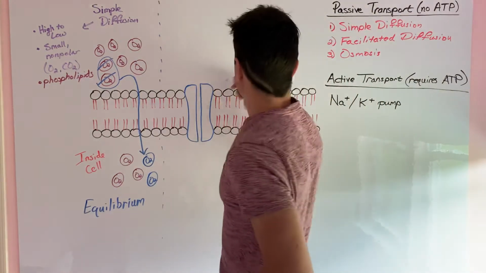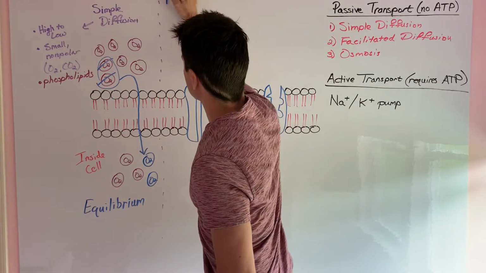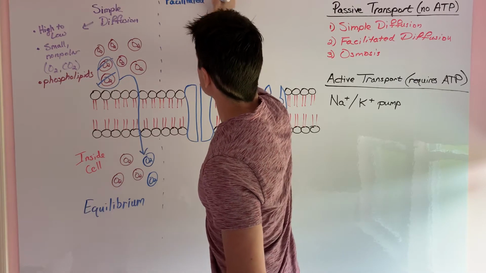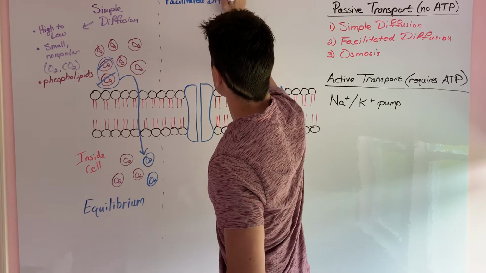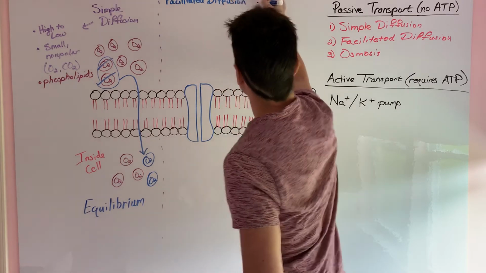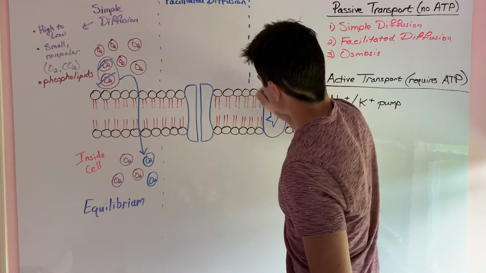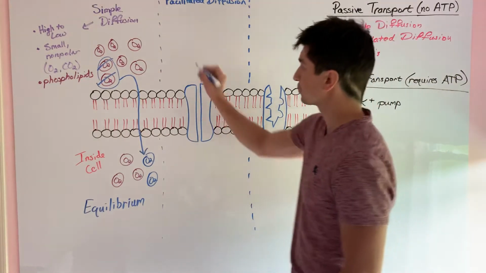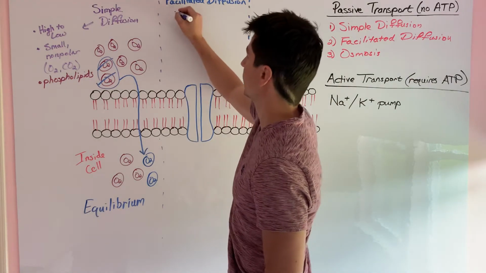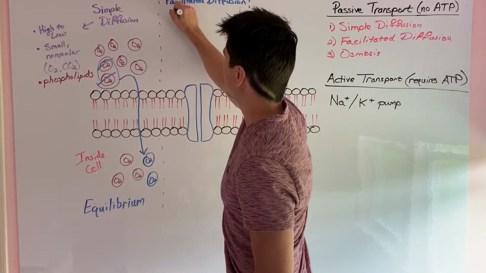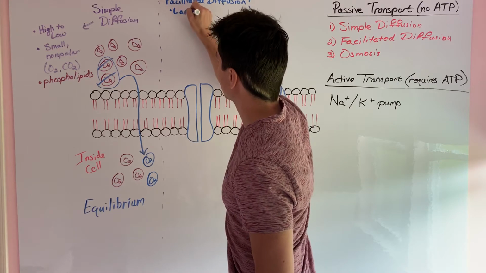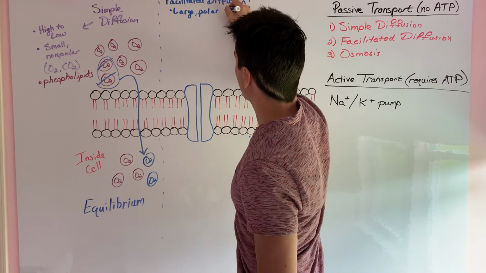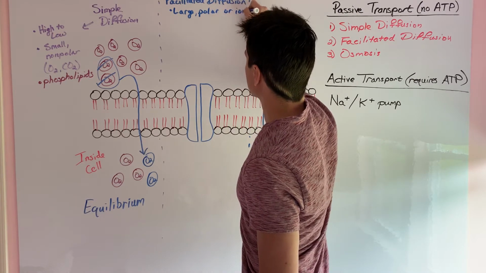Okay, next one. This is going to be facilitated diffusion. And we'll make a little line here to give us some room. So we'll concentrate on this for our second one. This is again going to still move high to low. Difference, we are going to be moving large polar molecules, or we're also going to be moving ions.